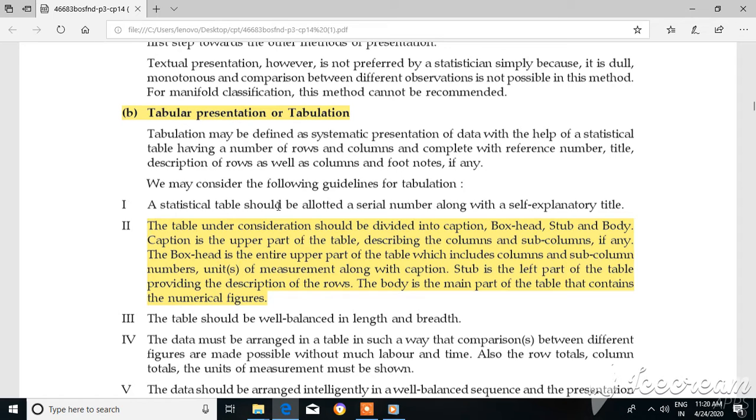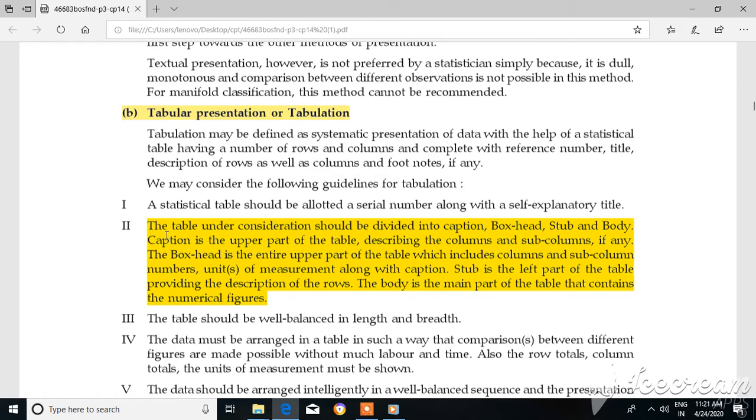First, a statistical table should be allotted a serial number along with a self-explanatory title. So, if I want to collect information of students in terms of marks, what should be my different columns in the particular table? First, my heading will be Students' Marks, then my columns are roll number, name, and names of different subjects. So, this statistical table has a self-explanatory title.